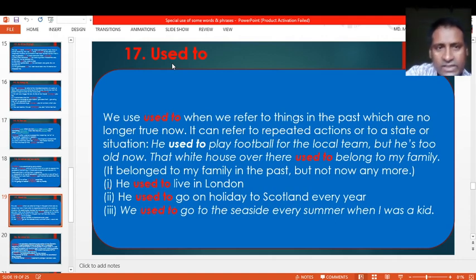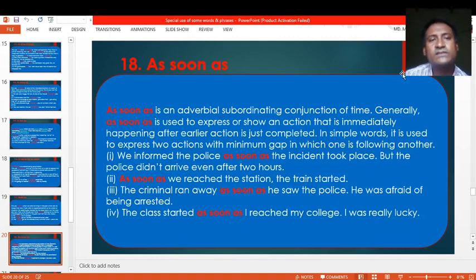Sorry. Next slide. As soon as. As soon as is an adverbial subordinating conjunction of time. Generally, as soon as is used to express an action that happens immediately after an earlier action is just completed. So here in those sentences we see that there will be two actions, two times. In simple words, it is used to express two actions with minimum gap in which one is following another. So there is an immediate action after finishing another action. For example, we informed the police as soon as the incident took place, but the police didn't arrive even after 2 hours.